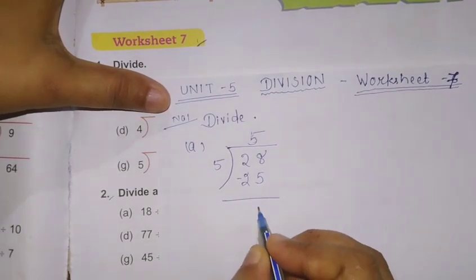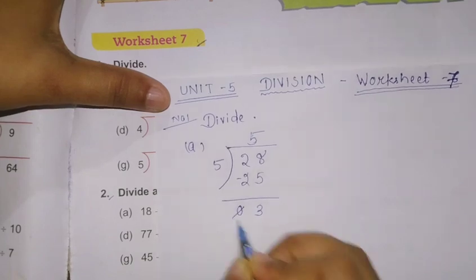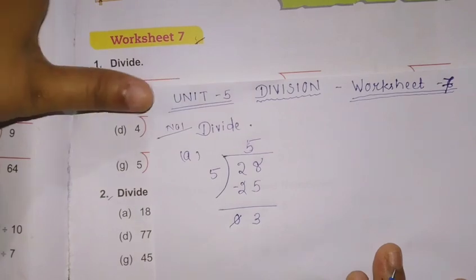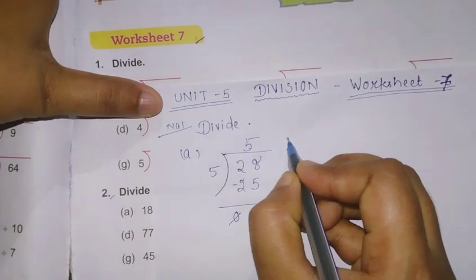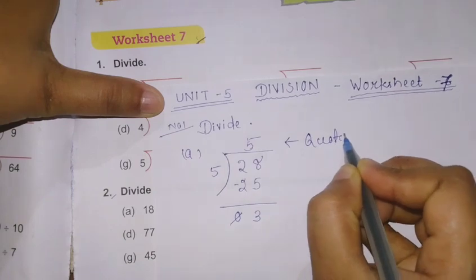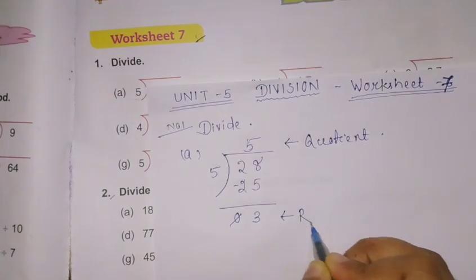8 minus 5 equal 3. Then 2 minus 2 equal 0. We get 3. So here quotient is 5 and the remainder is 3.